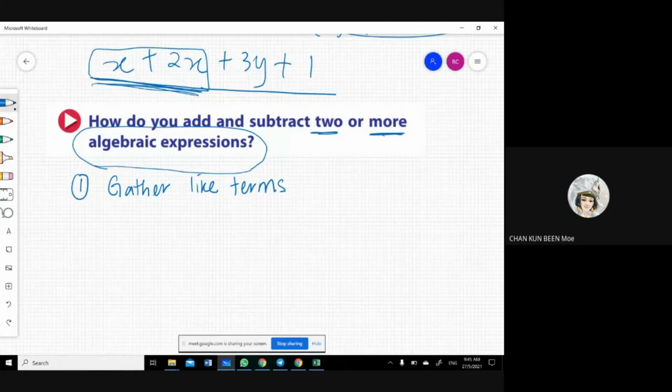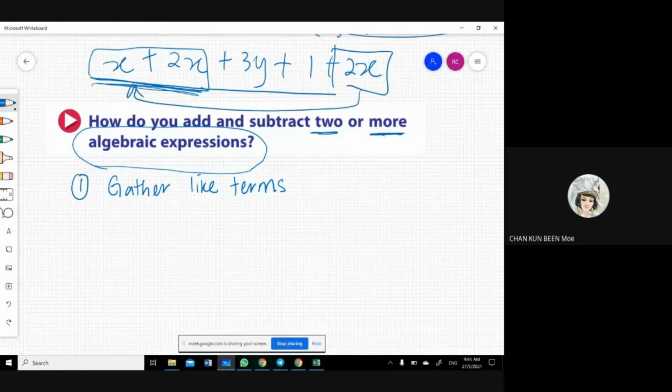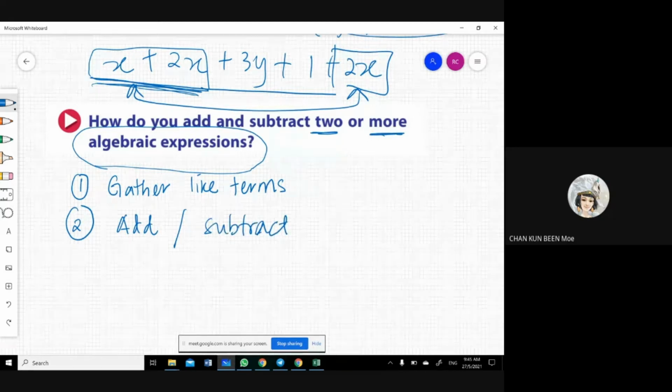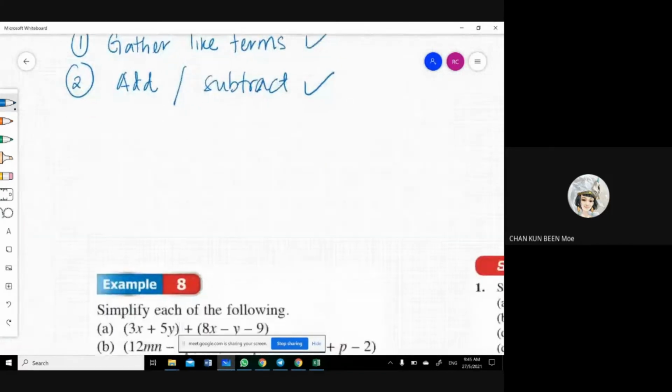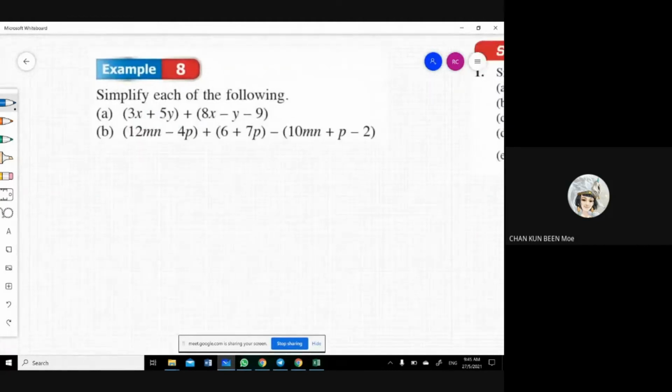But if they are different, for example, the 2x is at the back, we are going to gather them together. Gather them means you group them together. Okay. So the next step is to add or subtract the like terms. Add or subtract. So you just remember these two steps. First one, gather. Second, you add or subtract. Okay, we look at the example.